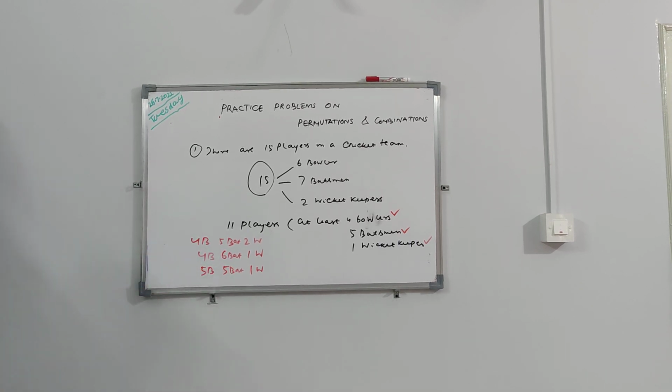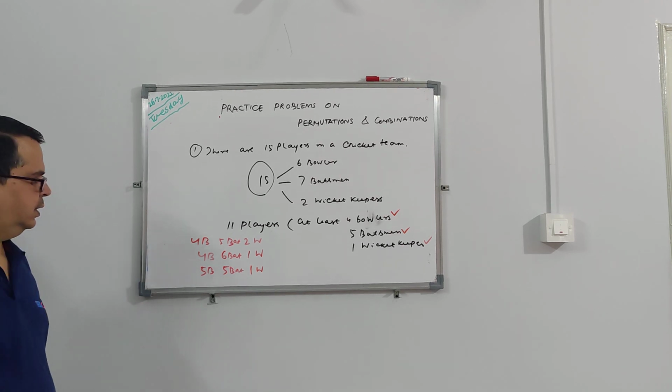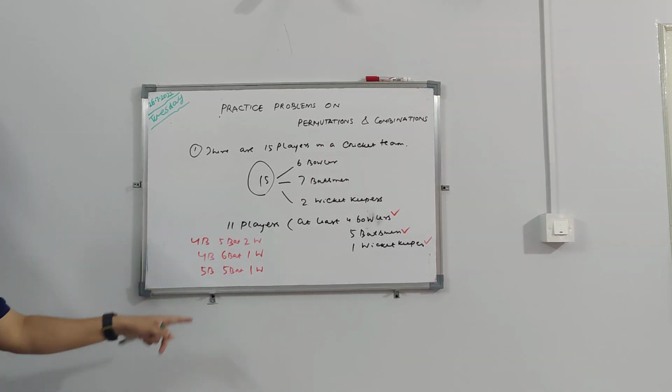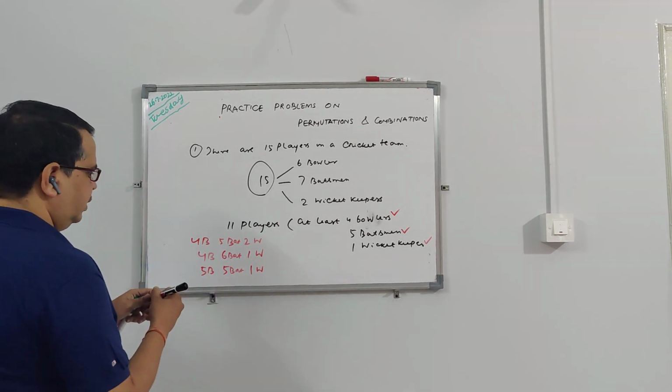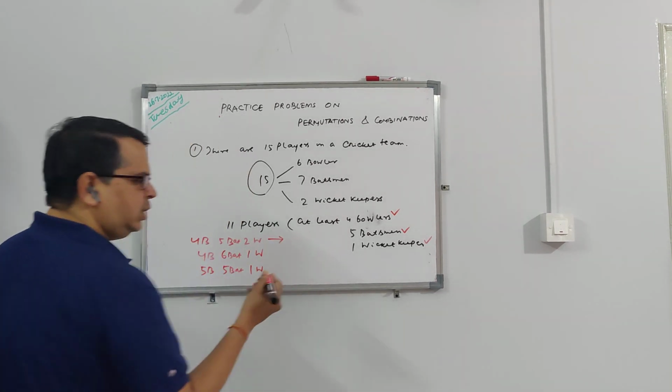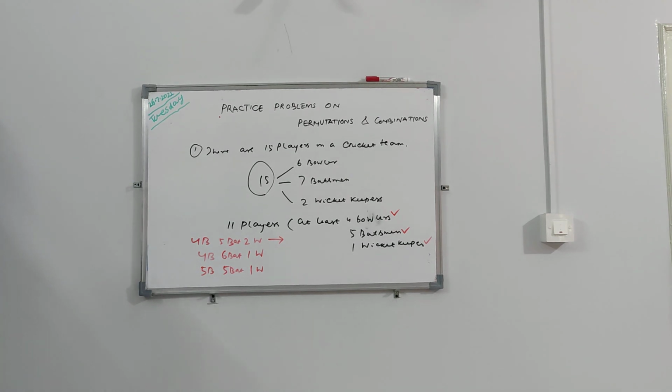So 4 bowlers, 5 bowlers, this is acceptable. And then 6 batsmen, 5 batsmen, this is also acceptable. So these are the 3 combinations only possible. Okay. So for this combination, the multiplication principle will hold good.